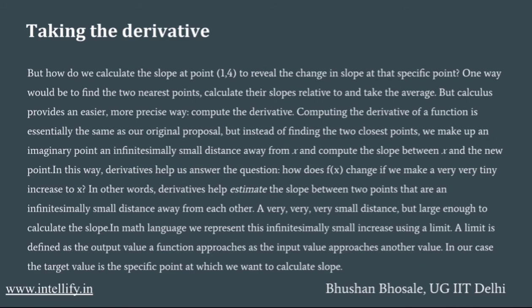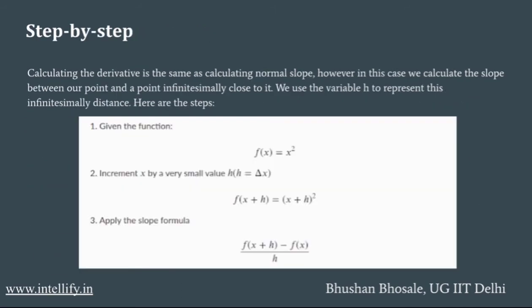In our case, the target value is the specific point at which we want to calculate the slope. Now, calculating the derivative is the same as calculating a normal slope. However, in this case, we can calculate the slope between our point and a point infinitesimally close to it. We use the variable h to represent this infinitesimal distance. Here are the two steps.